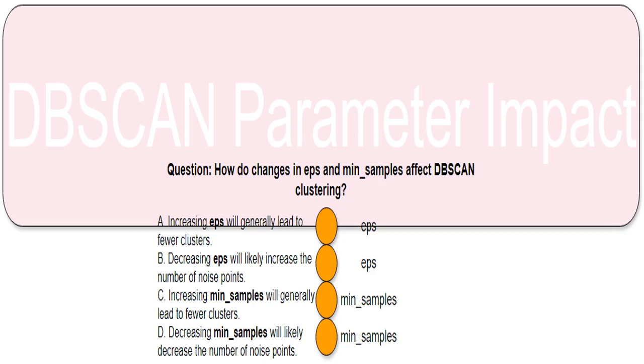I'm analyzing the effects of changing the parameters in the DBSCAN algorithm, a powerful tool for clustering data points. It's all about understanding how the radius around data points, EPS, and the minimum number of points needed to form a cluster, min_samples, affect the final results. This is crucial for getting meaningful clusters from your data.